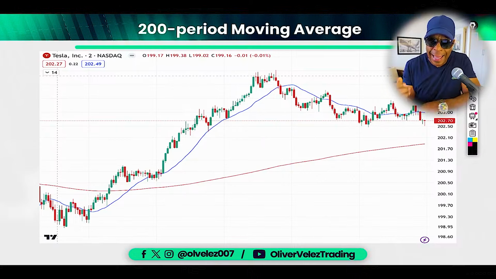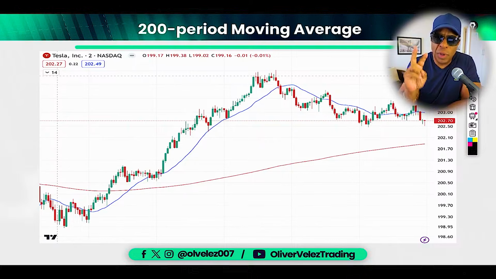All right? And I never want you to look at a chart, whether it's the 2-minute or any time frame, without these two moving averages. In fact, a chart for me is not a chart unless it has these two moving averages superimposed on it.